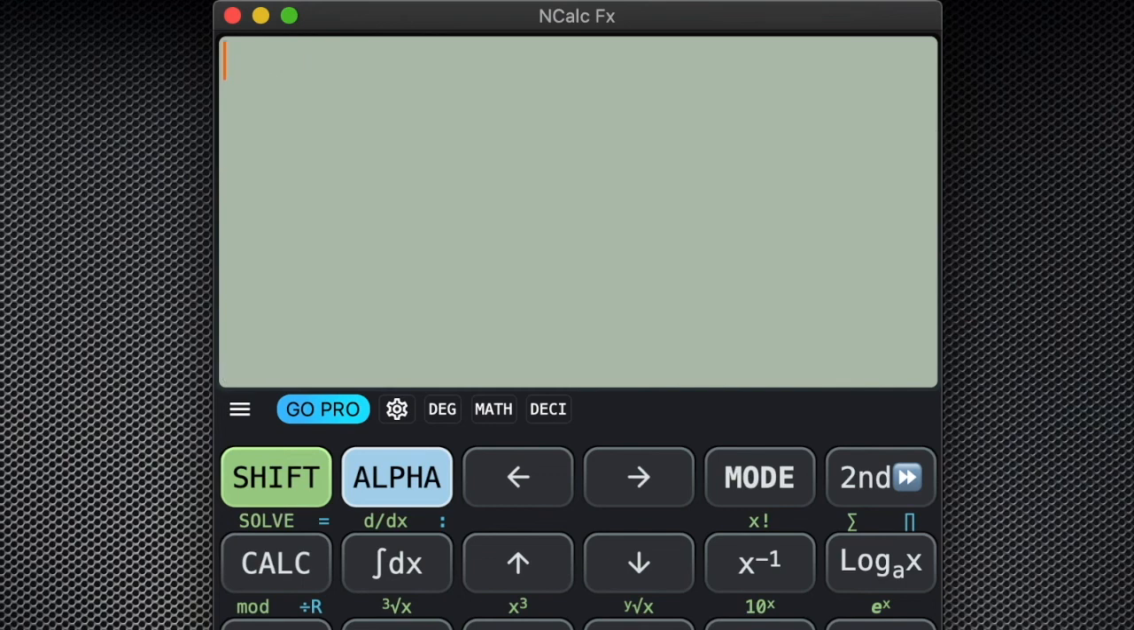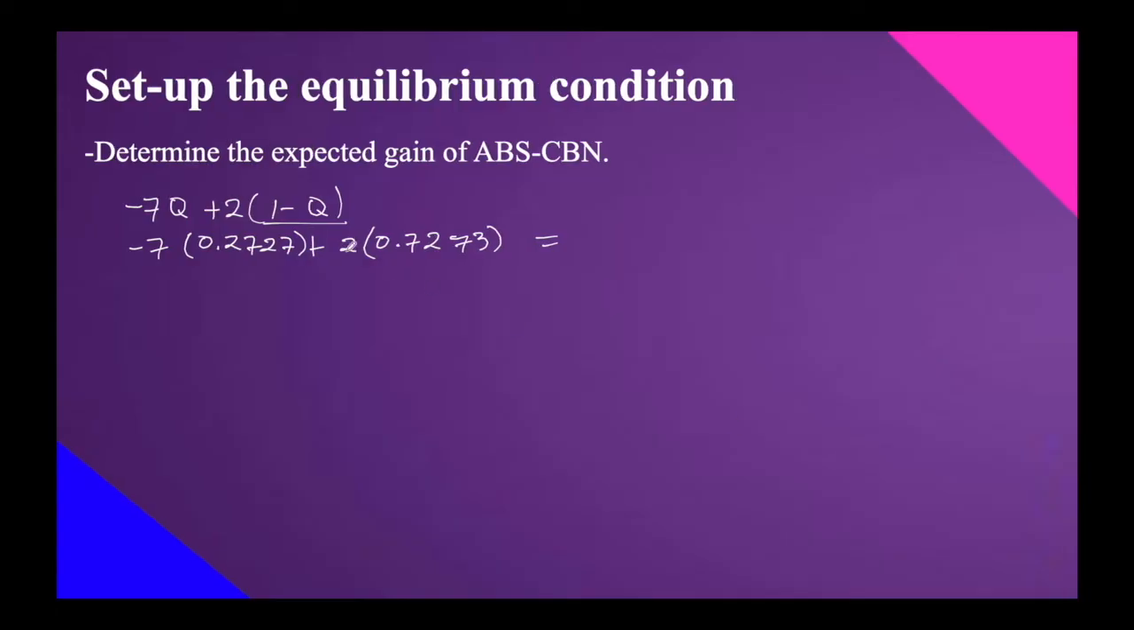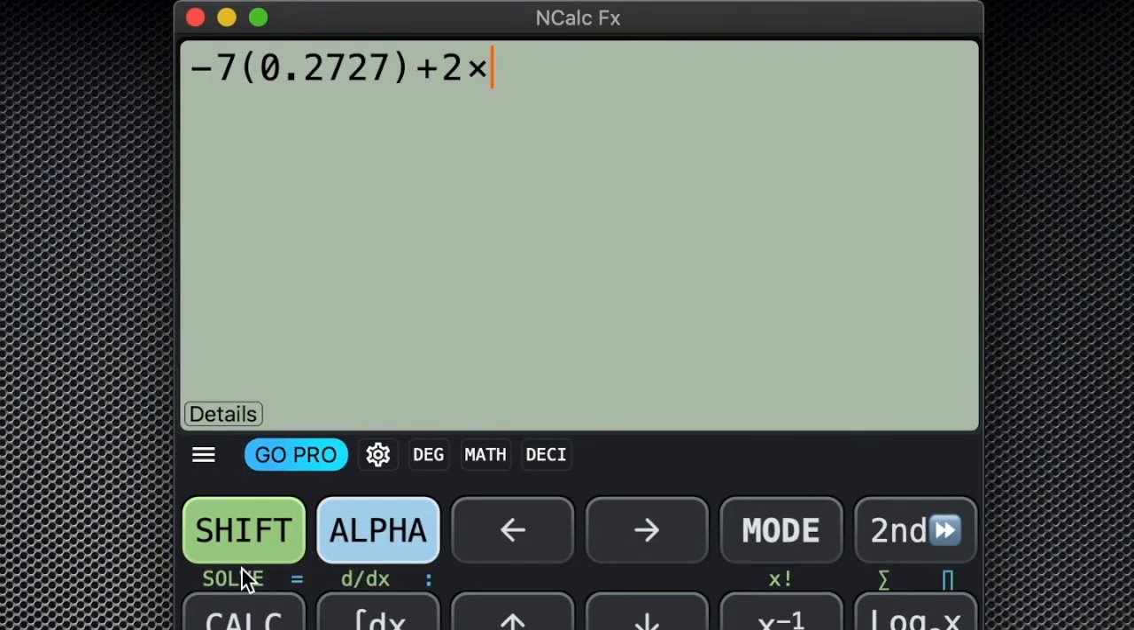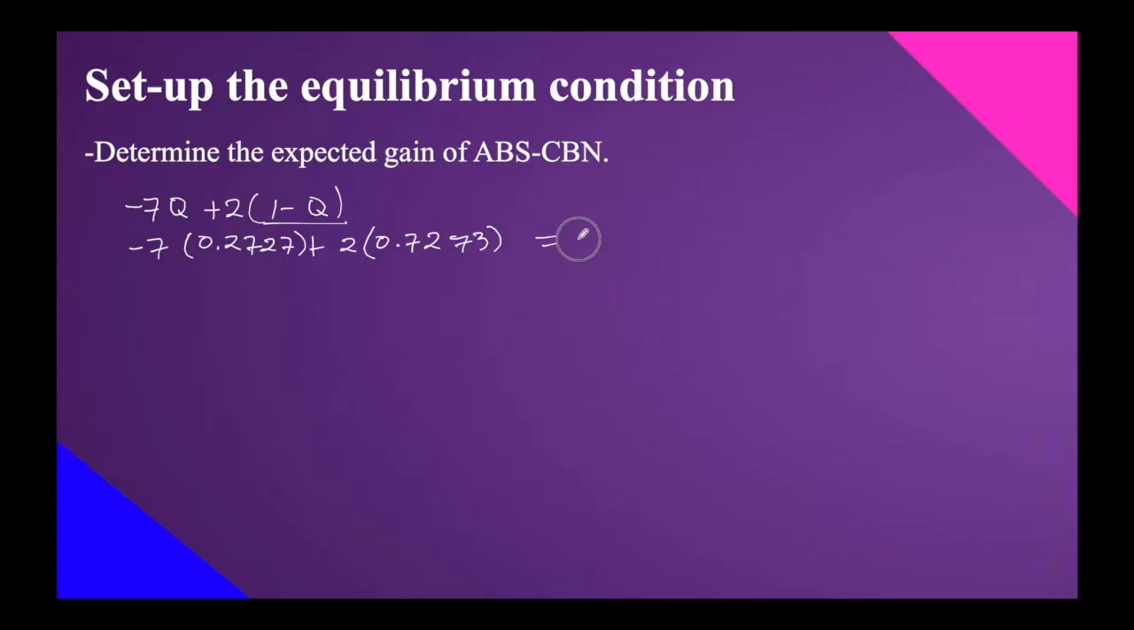So, 0.7273. This is equivalent to, let's go to our calculator ulit. Let's write here, negative 7 multiplied to 0.2727 plus 2 multiplied to 0.7273. Okay. So we have our value now, negative 0.4543. Let's write it here, negative 0.4543, or negative 0.45.